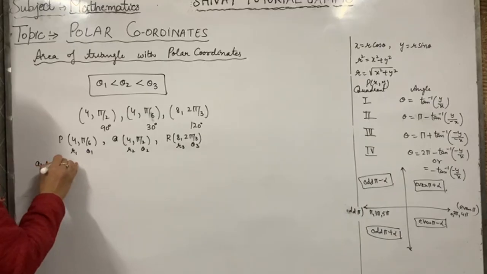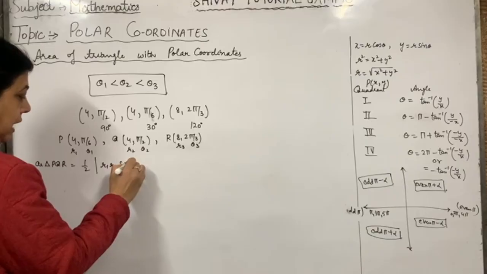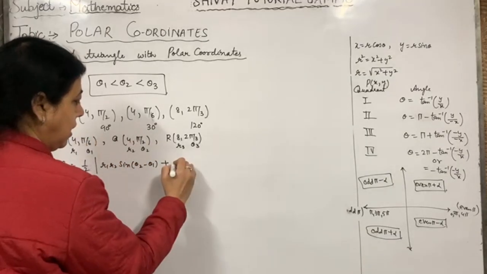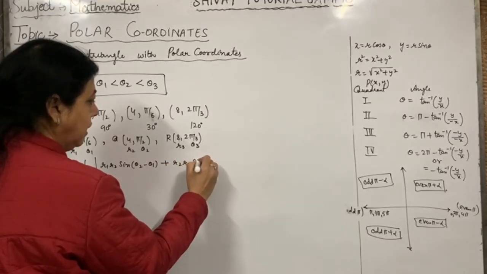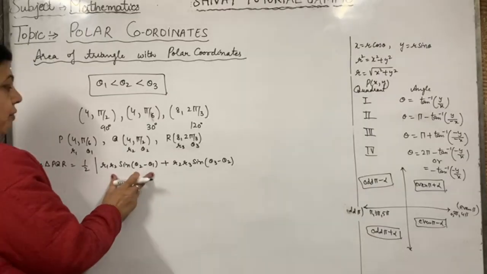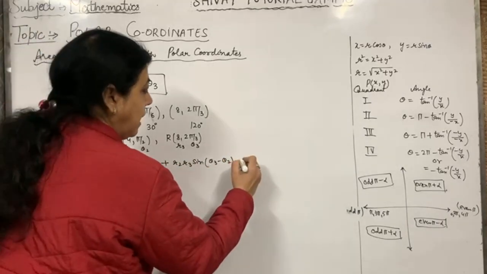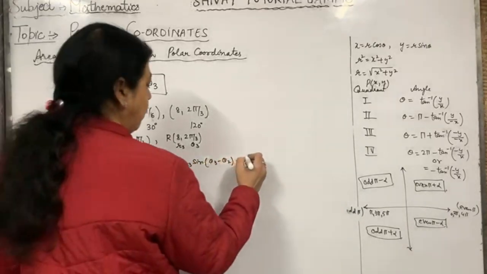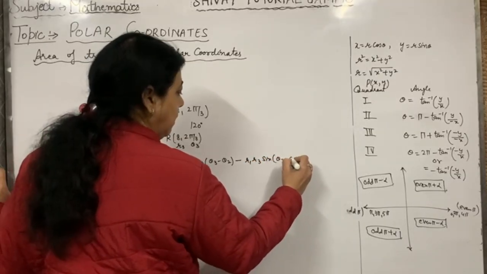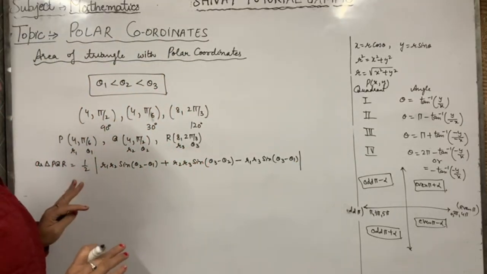This is r1 theta 1, this is r2 theta 2 and this is r3 theta 3. Area of triangle PQR is half r1 r2 sine of theta 2 minus theta 1. Clear? Then r2 r3 sine of theta 3 minus theta 2. This is the area of triangle POQ. This is the area of triangle QOR, and then we subtract the area of triangle POR, which is r1 r3 sine of theta 3 minus theta 1. Clear? And we will get the area of triangle PQR.